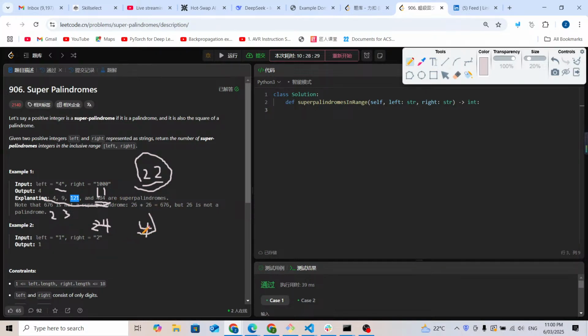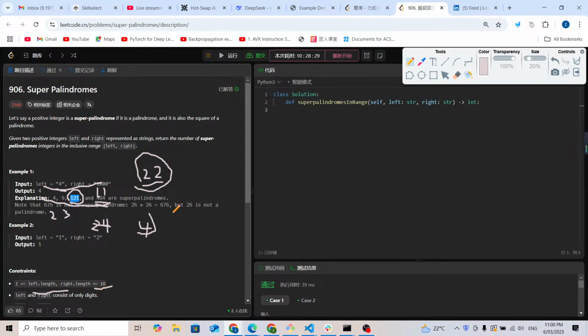So exactly how can we solve it? Definitely we cannot solve it by brute force, I mean, from left to right checking all the numbers. If this number is a palindrome, for example 121, and it is the square of another palindrome, then we count it as 1. Definitely it is not possible, because from left to right it can be up to 10 to the power of 8 numbers, since the length of the range between left and right is up to 10 to the power of 8.